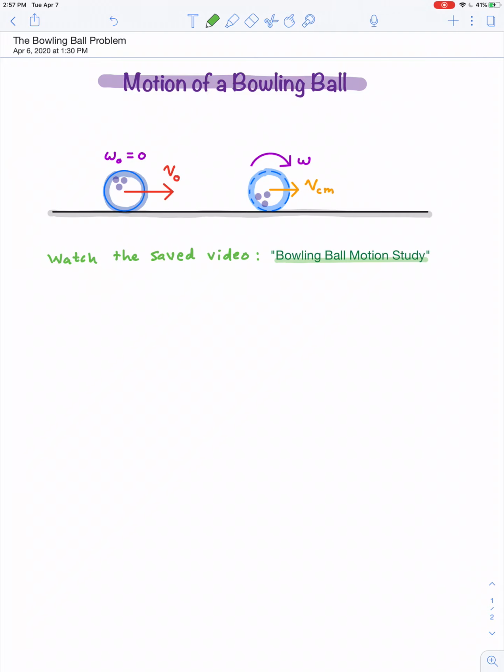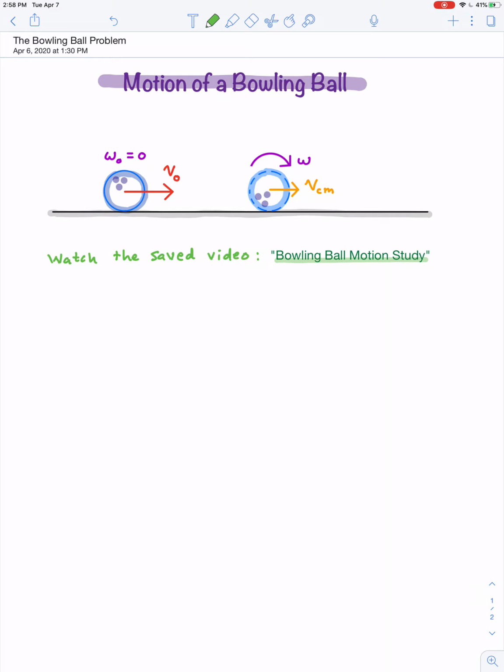If you haven't already, I'd like you to watch a video that I saved in this unit called Bowling Ball Motion Study. In that video, you see a ball being released by a robotic arm that has a spin as it first contacts the lane. So I want to do a slightly different study of the motion of a bowling ball in the case where the ball is just released straight down the lane of the bowling alley.